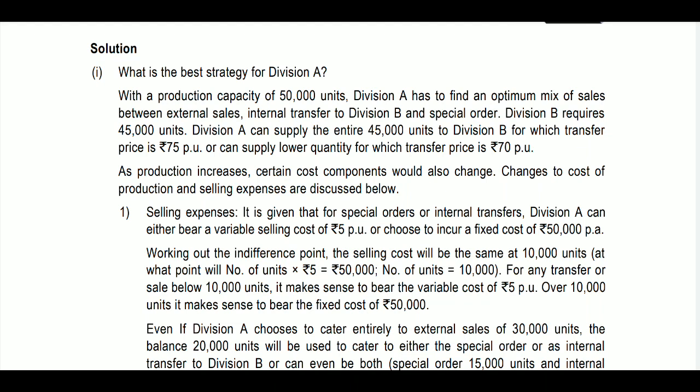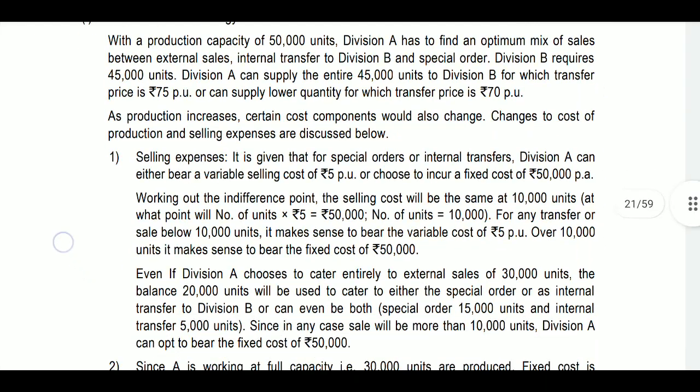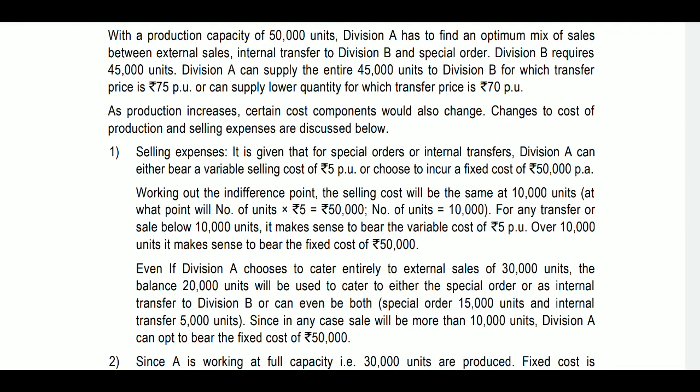And later, division B requires 45,000 units. Division A can supply the entire 45,000 to B, then 75 rupees will be the price. And if we transfer less quantity, then it will be 70 rupees per unit. Here, if production is increased, certain cost components would also change. So the changes to cost of production and selling expenses are discussed below.